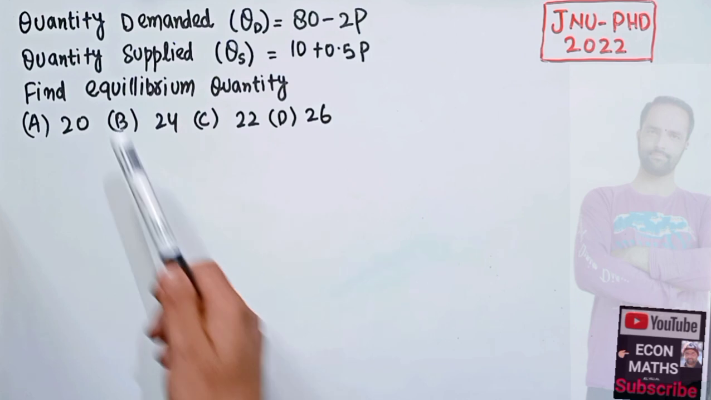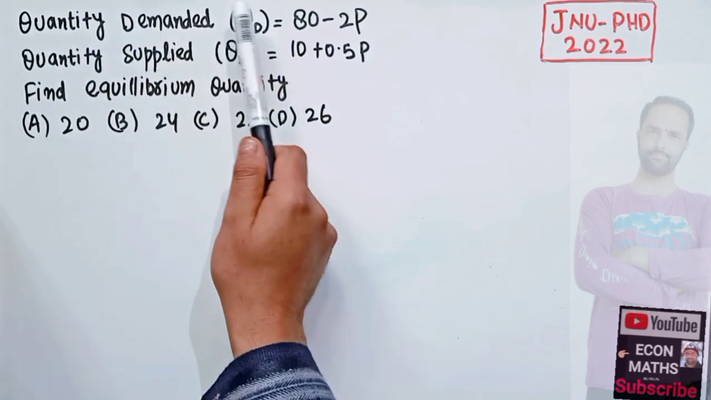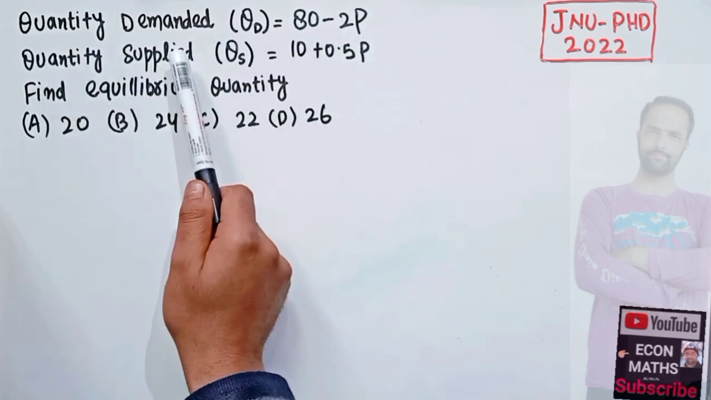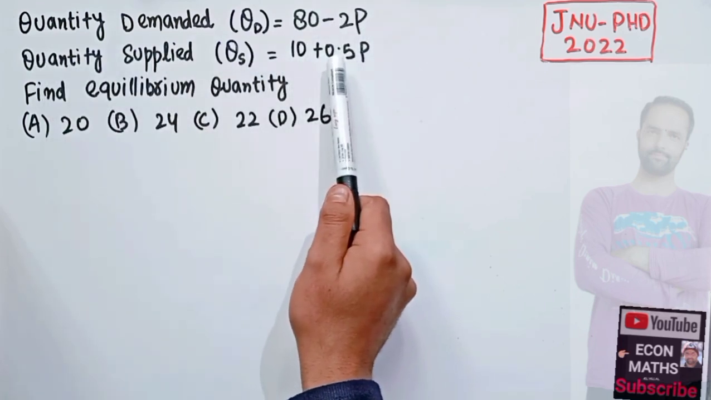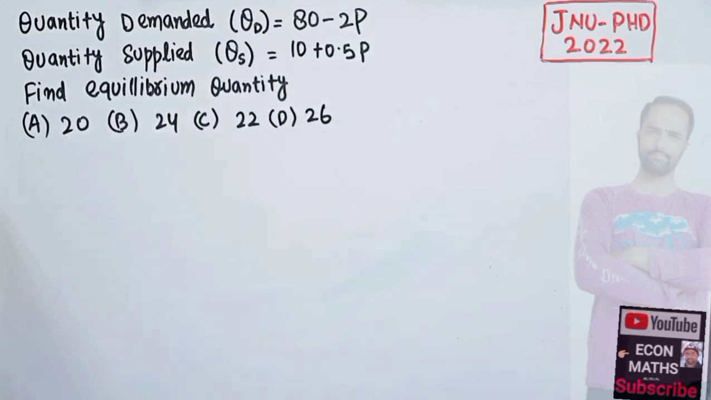The question is to find out the equilibrium quantity. The question goes like this: quantity demanded, which is QD, is equal to 80 minus 2p, where p is the price, and quantity supplied is equal to 10 plus 0.5p. Find the equilibrium quantity. The options are 20, 24, 22, or 26.